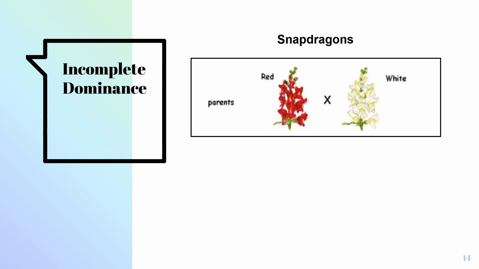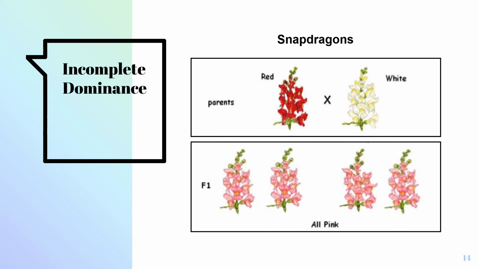Let us use the example of snapdragons. If we're going to combine the red snapdragons and white snapdragons, most probably the resulting offspring would be 100% pink snapdragons.